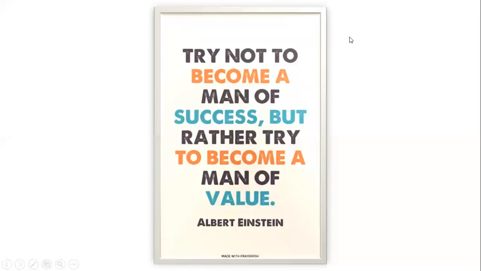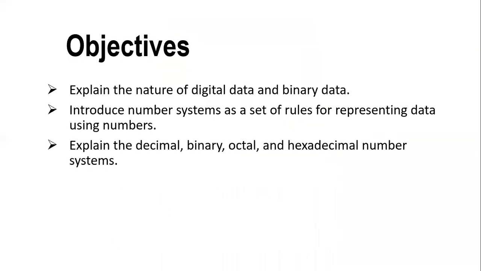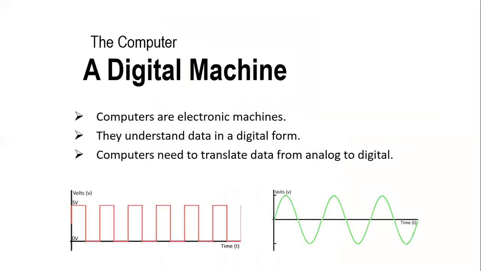Good morning, everyone. Today we'll be learning binary computing. For that, we should know that a computer is a digital machine. Computers are electronic machines. They understand data in digits, which are zeros and ones. Computers need to translate this data from analog to digital. As you can see over here, it's the diagram of digital data.